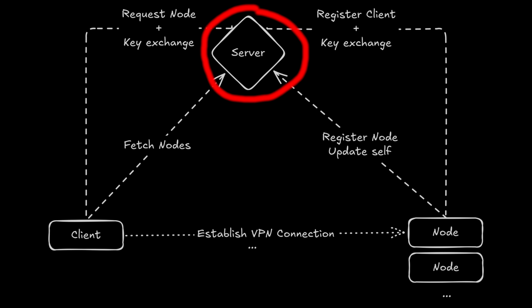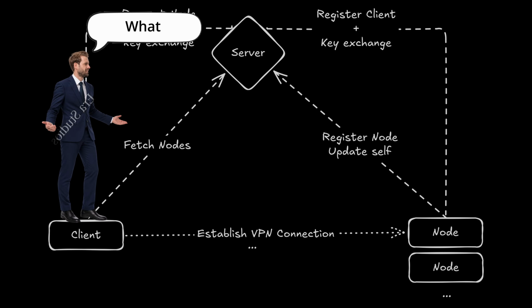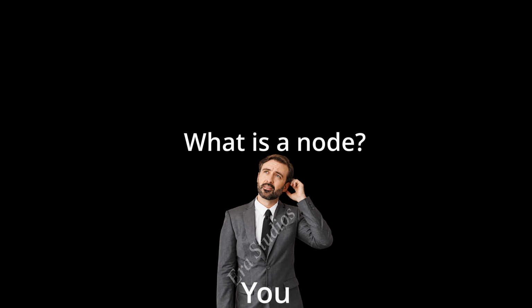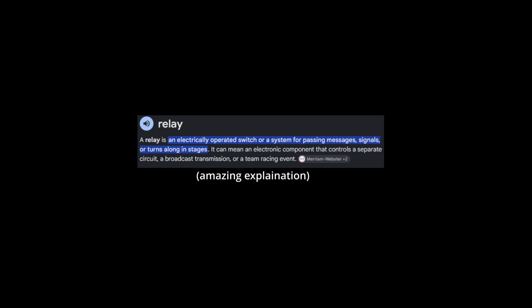The server is the place where each node registers itself. Then a client can just ask the server what nodes are there, what are their IP addresses, how do I reach them, and so on. Now you may be asking, what is a node? A node is just a relay on the VPN network.